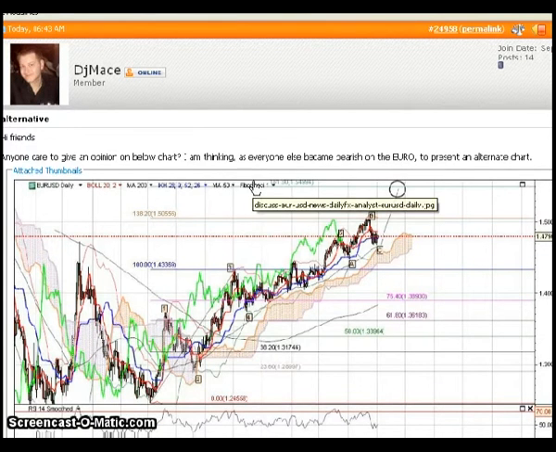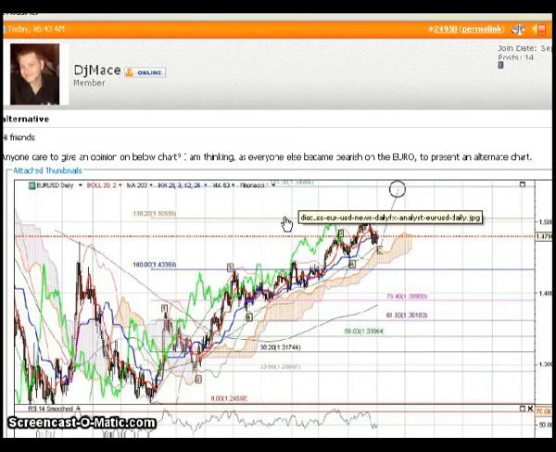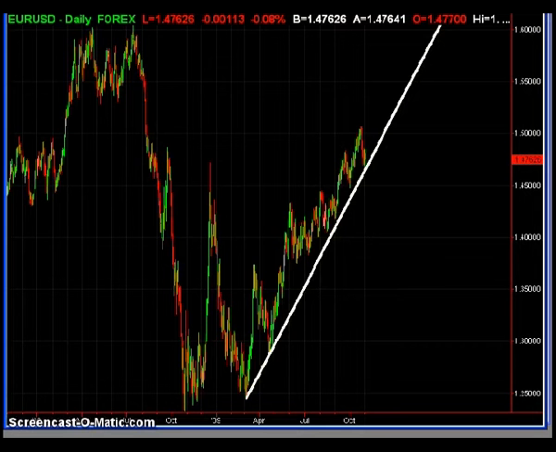I'm thinking as everyone else became bearish on the euro, to present an alternate chart, that's always a great idea. And anytime you form any opinion, and especially if it's a relatively strong opinion, you always should think, what if I'm wrong, and what is the opposite opinion? So with that being said, I'm going to pull up the charts now.